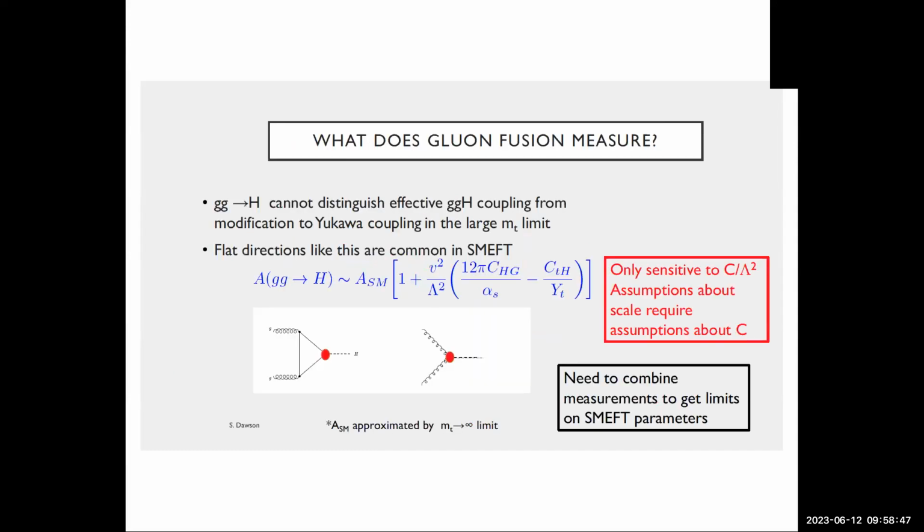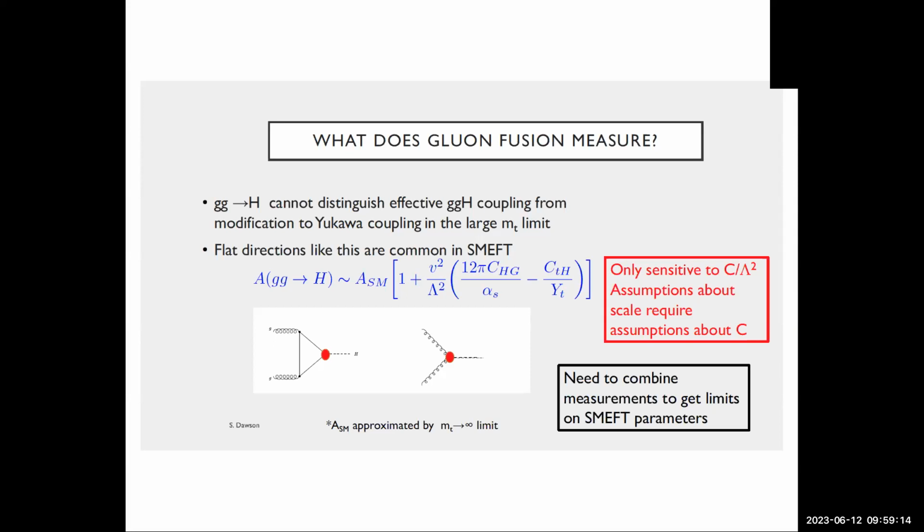Okay, so gluon fusion, what does it measure? Well, I said it couldn't distinguish an effective GGH coupling from modifications to the top quark Yukawa. And in fact, if I calculate gluon goes to Higgs, I get the standard model result. And here I've been lazy and I've just written the MT goes to infinity limit. And then I get contributions from these two new operators I added.